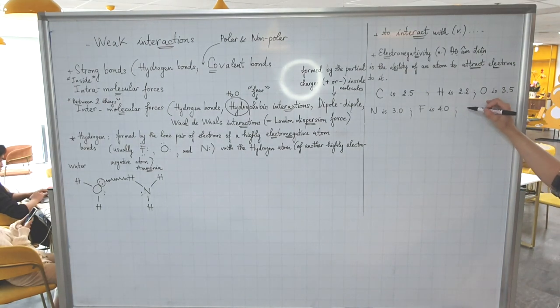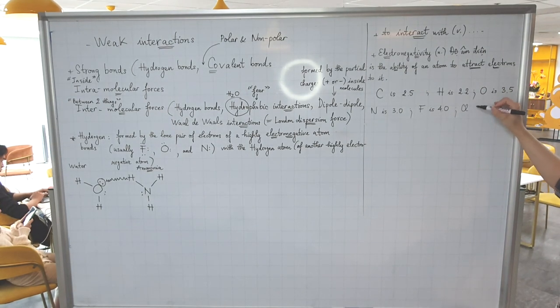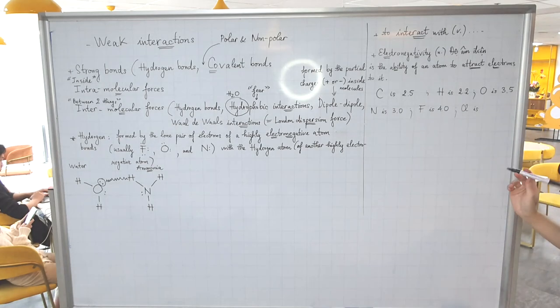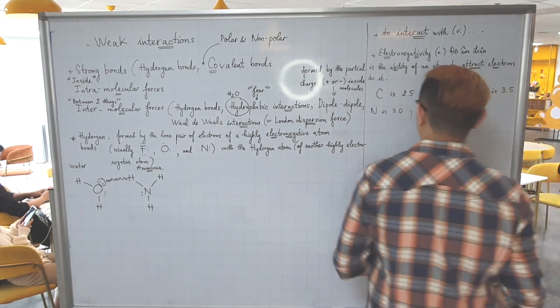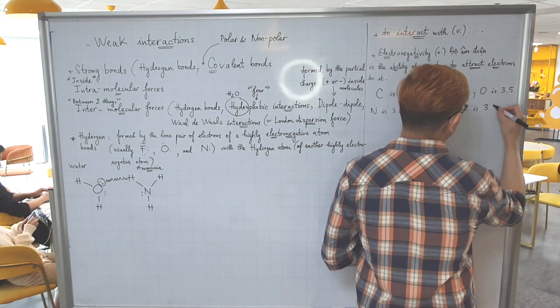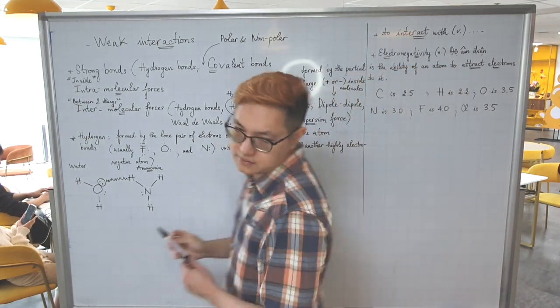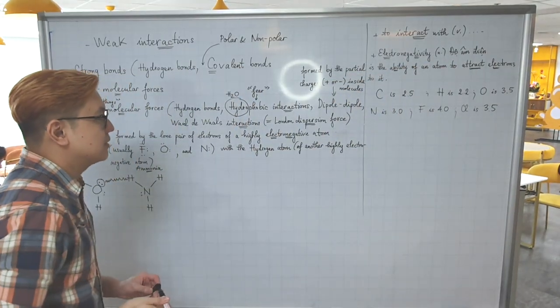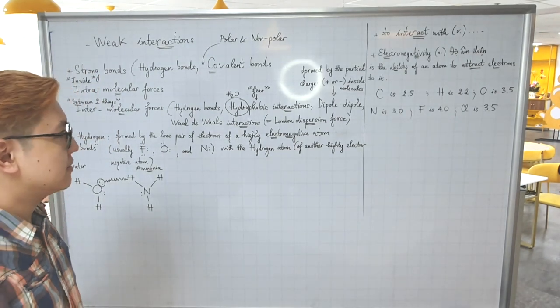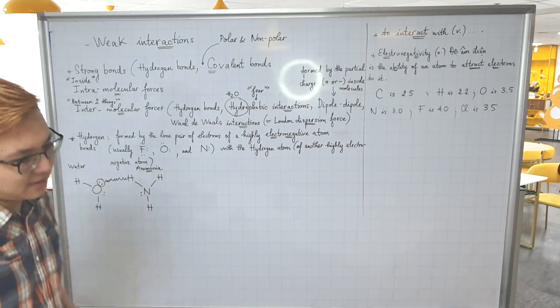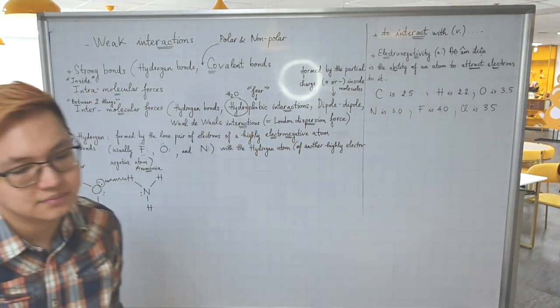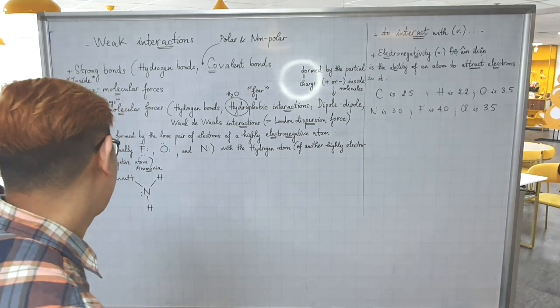Maybe it's good to know chlorine as well. If I remember correctly, it's about 3.5. Those are the values we need to remember to make calculation much easier, make your life easier.